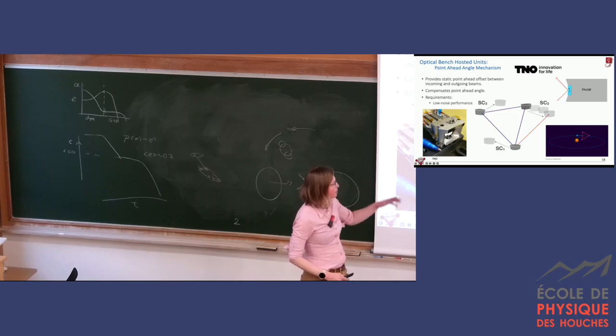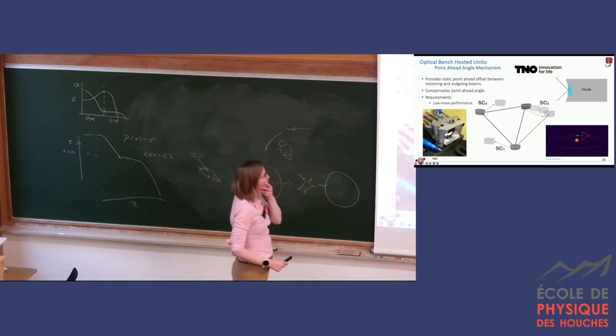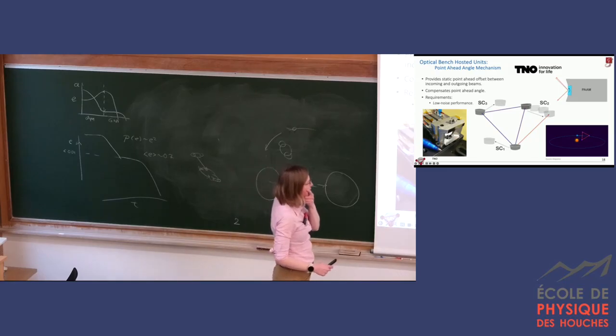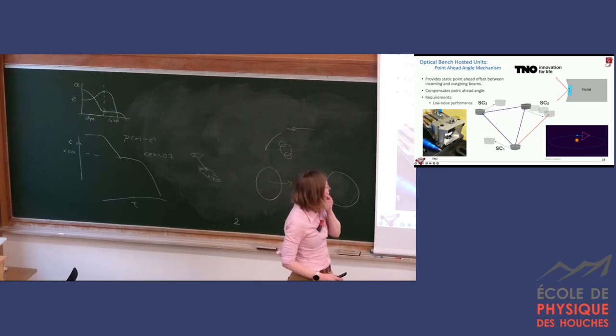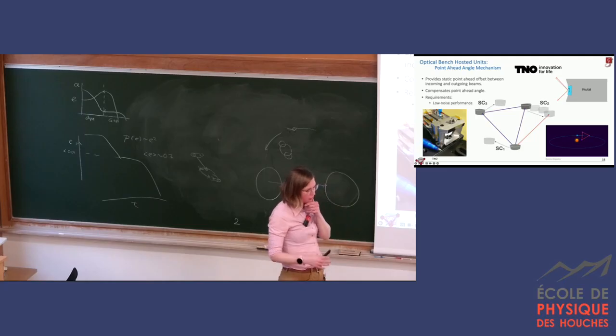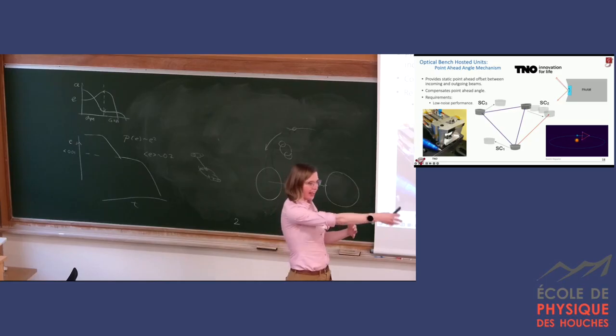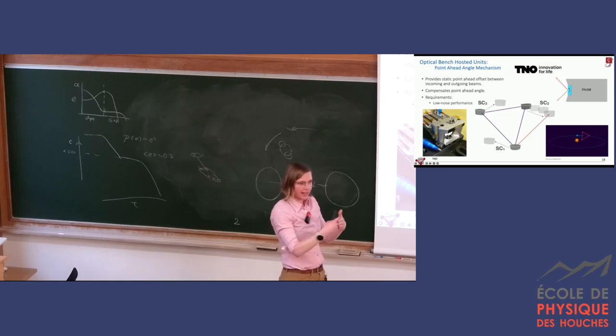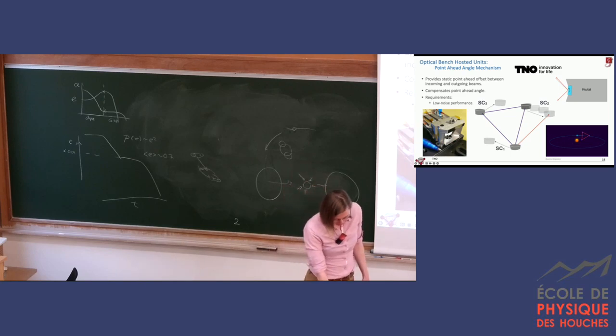This mechanism is being developed by TNO in the Netherlands. The FMs are going to be provided by Germany, AEI. And it has to guarantee low noise performance, as it is one of the components that sits right at the exit from the optical bench. Therefore, if it adds any jitter, then it's going to couple as optical path length noise, and again reduce our ability to measure gravitational waves.